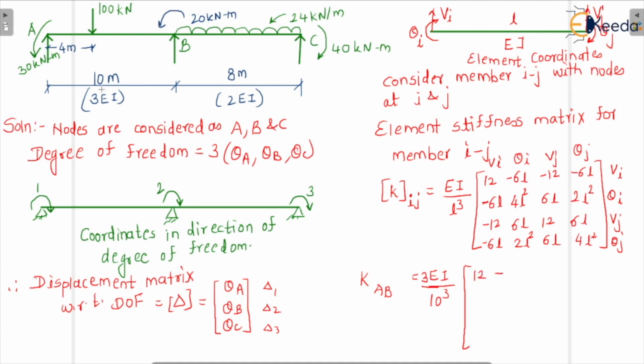Okay, 6 into L, L is how much? 10. So 60, then again minus 12, minus 60, minus 60, 400. This is 60, then it is 200, then it is minus 12, this is 60, this is 12, this is 60, this is minus 60, this is 200, 60 and 400. Okay, so this is our stiffness matrix.